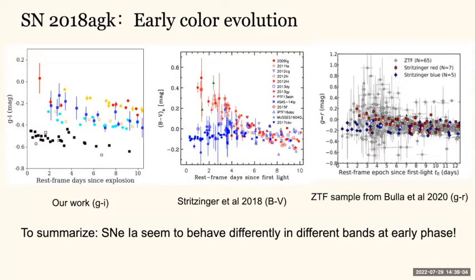And later on, the ZTF sample from ZTF's research, they concluded that the blue and the red samples seem to have a smaller difference in G minus R band. And of course, I have to emphasize that all this research is done with a very limited sample, and of course it can be biased. But I think one thing is very clear: type 1A seem to behave very differently in different bands at the early phase, so people may need to pay extra attention when they're trying to search for early bumps in different bands.